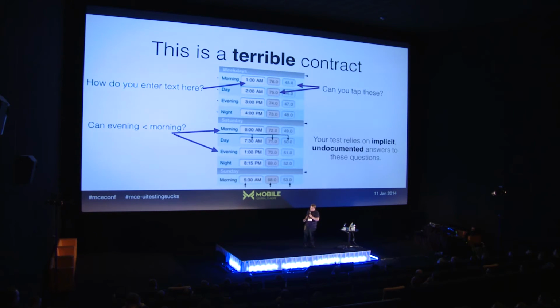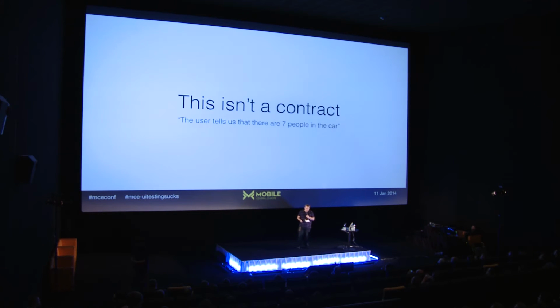And of course, your test relies on implicit, undocumented answers to these questions. They're implicit because nobody has ever made a decision that this should be the case, unless you have a really good spec, which you probably don't in a 5-person company. And nobody will ever find out if these assumptions change. There's no process. You don't get an email saying, hey, I think this should be different, and all the engineers find out about that Monday morning. There's no change control process for this. So as a result, your tests break. The designer goes in and changes something, and all of a sudden you have a set of failing tests. This isn't a contract either. The user tells us that there are 7 people in the car. How do we know that? Well, I don't know.